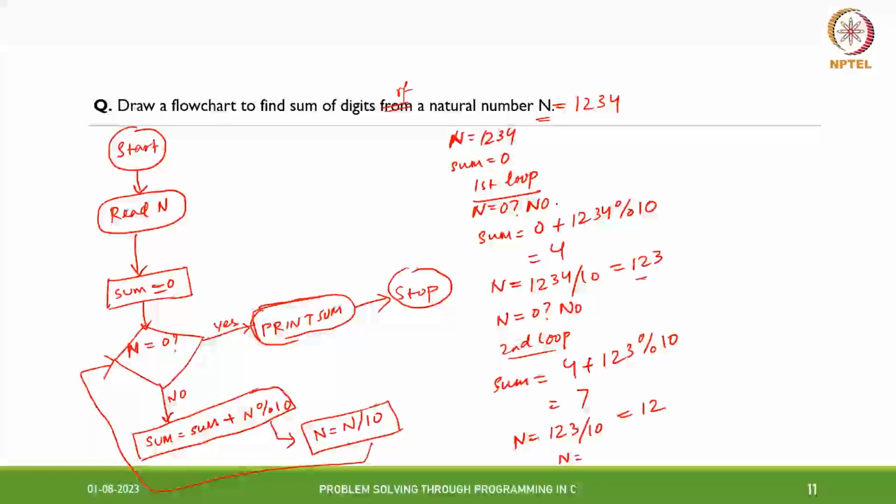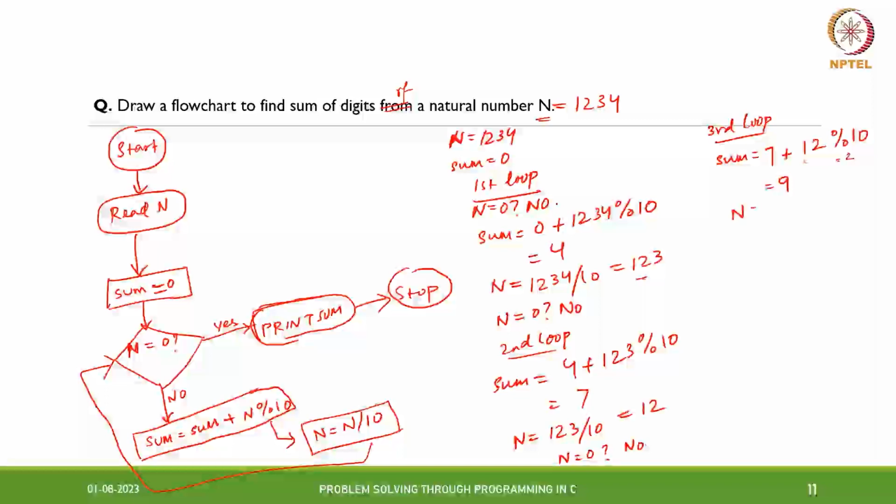Now after this we go back here again and ask, is n 0? No, it's not 0, right? So we again go to the no route and we start the third loop. In the third loop, sum is already 7, as you can see here, then plus n percentage 10. n was 12, right? So n percentage 10 will come out to be 2, right? So 7 plus 2, 9.